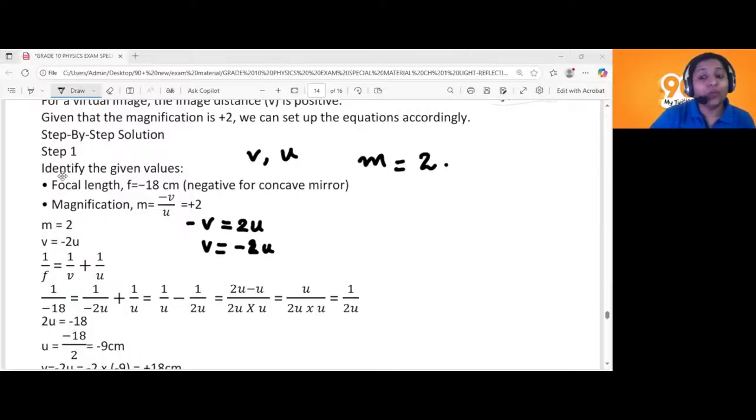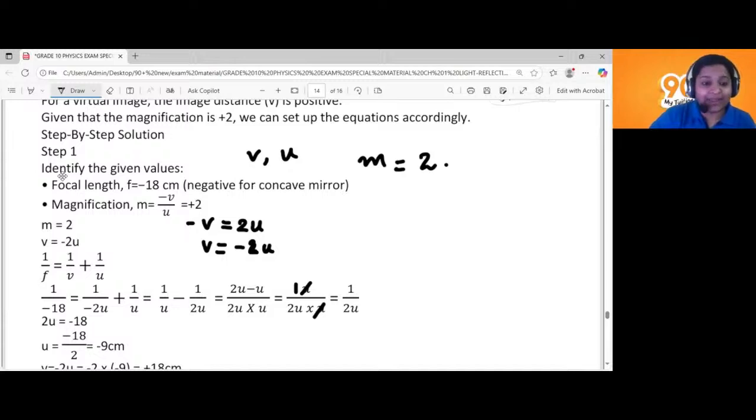2U minus U is 1U, divided by 2U into U, which is 2U squared. But I'm just keeping it like this, then we can easily cancel it out. This U and this U will be cancelled out. So the answer is 1 by 2U.